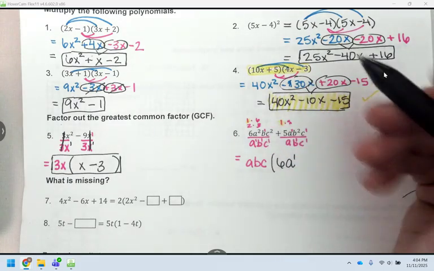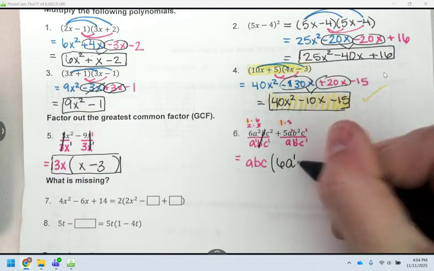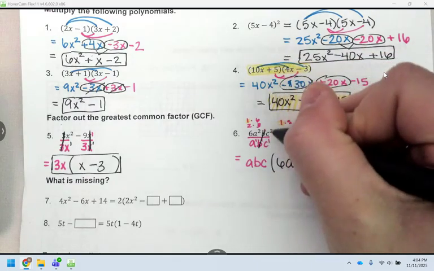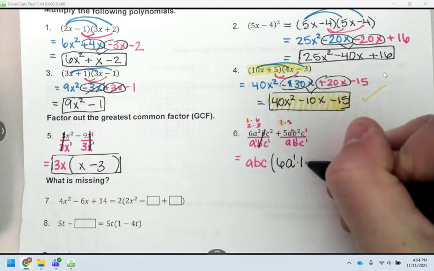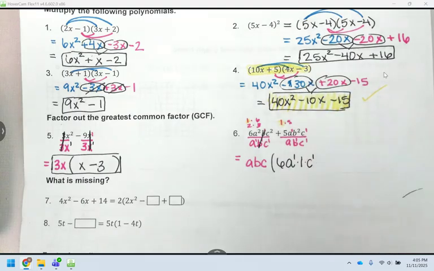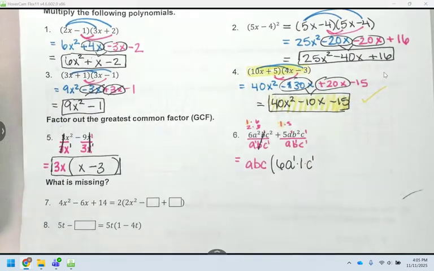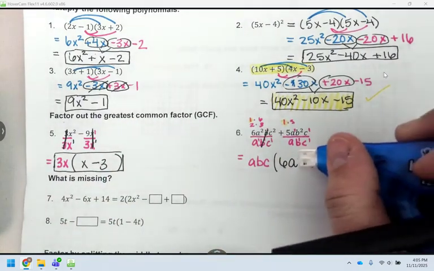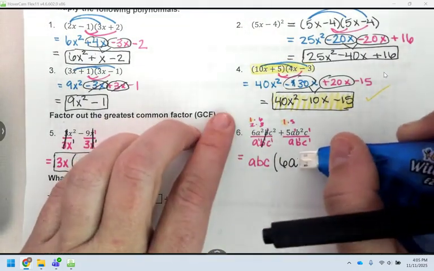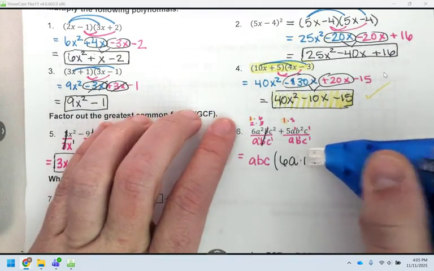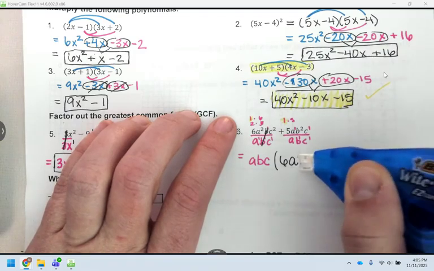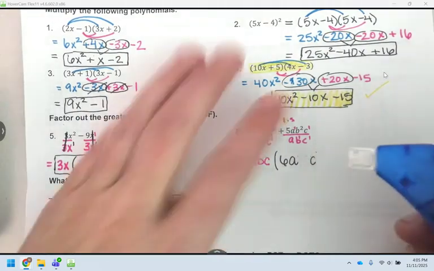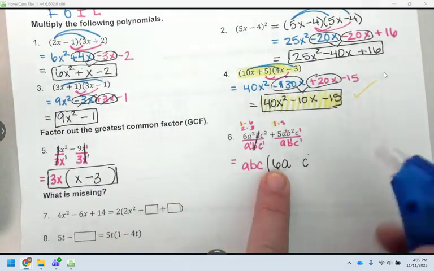B to the first divided by b to the first. Anything divided by itself is 1. C squared divided by c to the first. 2 minus 1, we get c to the first. Okay, now we know that we do not need a power of 1. We don't need to write it. We don't need to show that it's being multiplied by 1. And we also don't need to write the c as an exponent of 1. So really, it's just going to be 6AC.